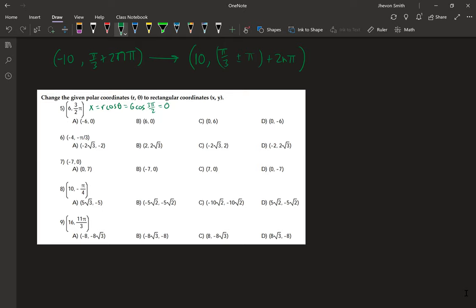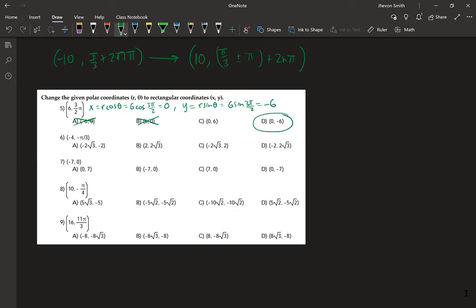So that automatically takes these guys out. And we know that y, well, you should know where the 3 pi over 2 is. So y would be r sine theta. So this is going to be 6 sine 3 pi over 2, which is minus 6. So that's D is the answer.